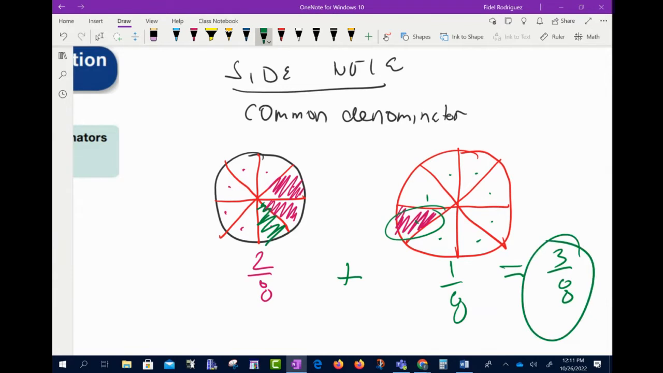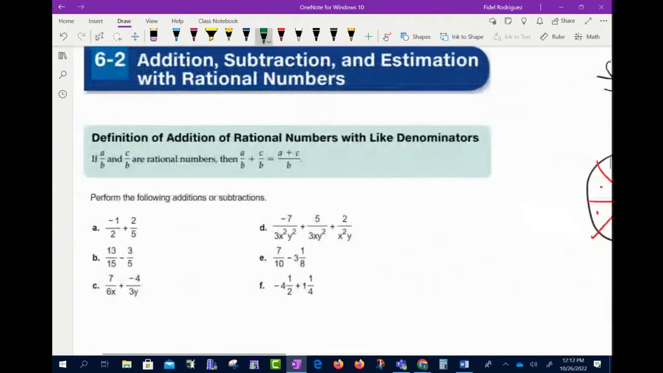Now, in order for me to be able to do that, y'all, those pieces have to be of the same size, okay? So that's what we mean by a common denominator. They all have to be the same size in order for it to fit nice and pretty, right? So I'm assuming that those pizzas are both the same size. But the question is, well, what happens when my denominators aren't the same? Well, that's what we're going to figure out how to do over here.